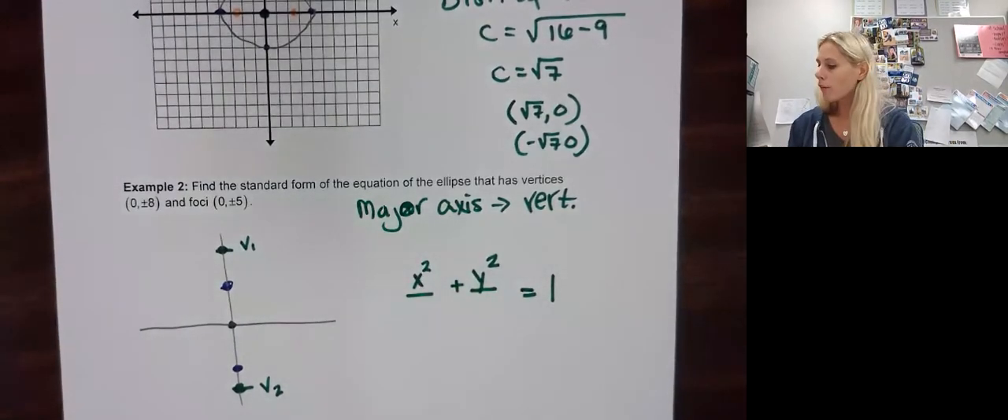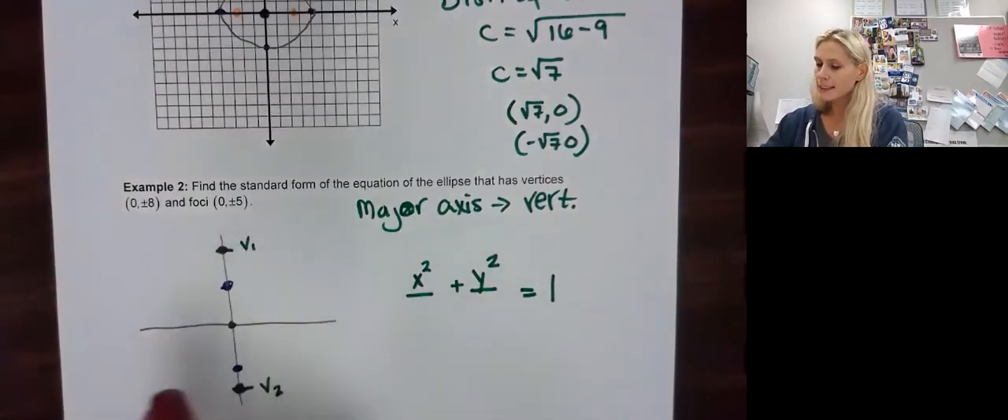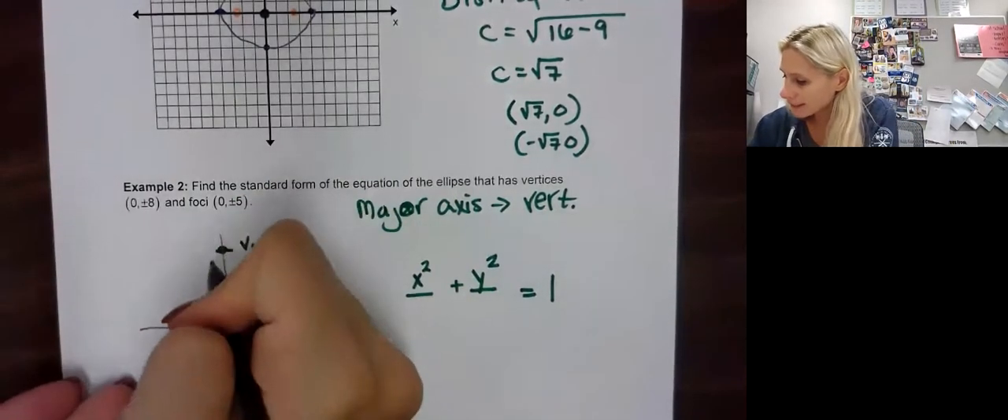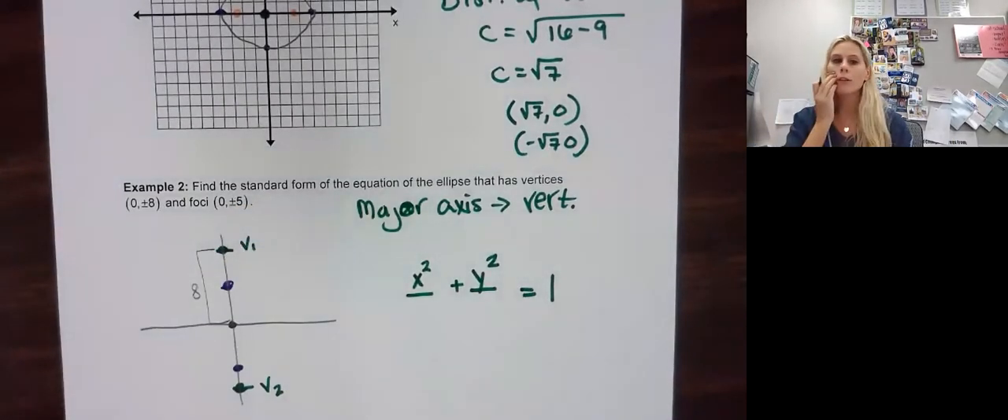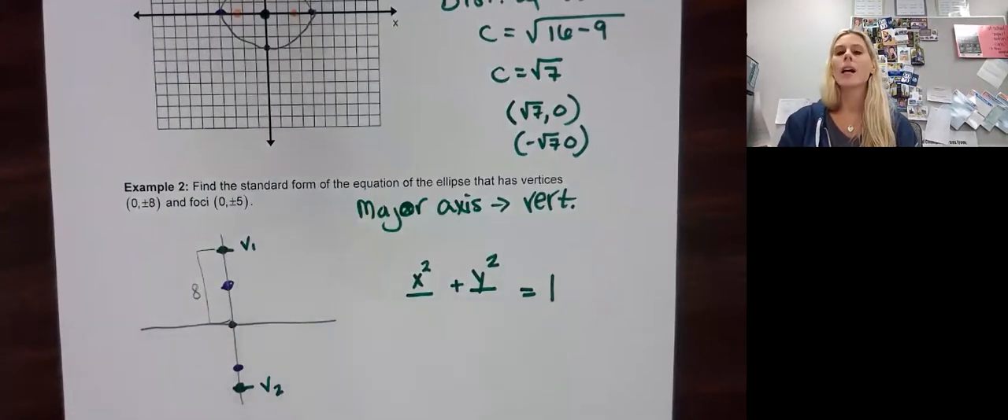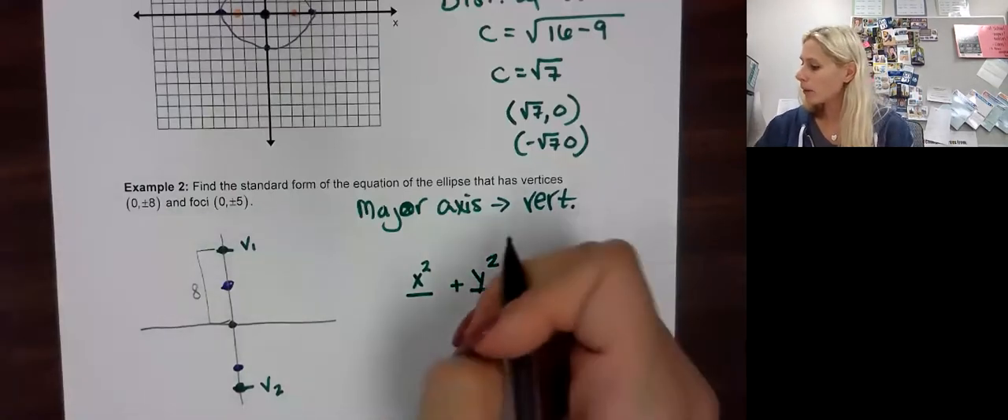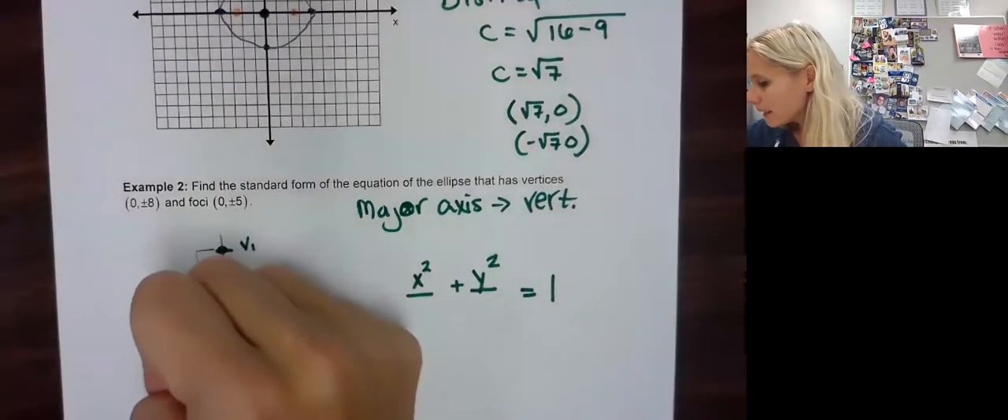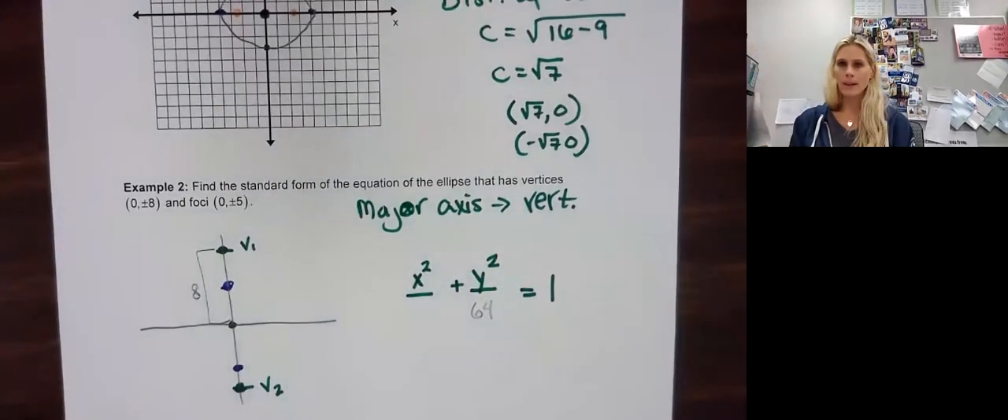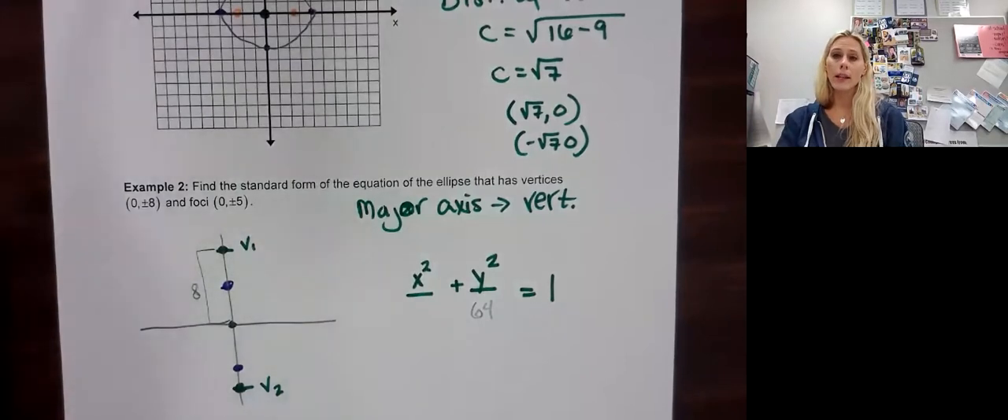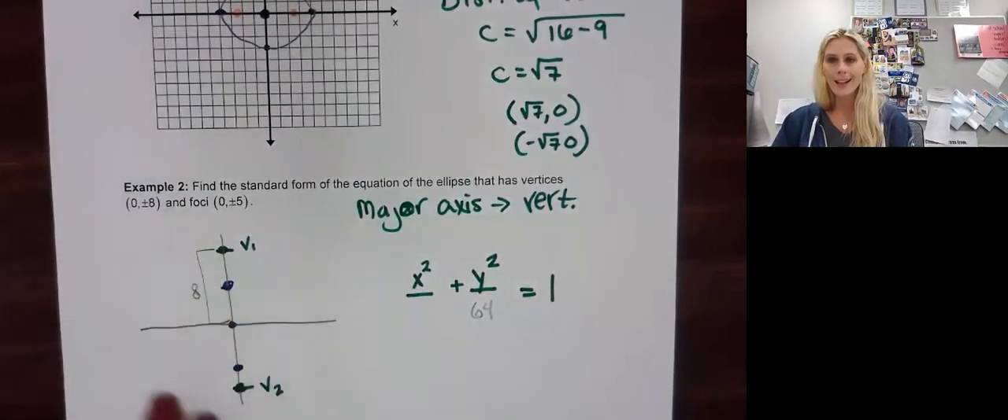Okay, well, first of all, the distance of this vertex is 8. And if you remember, the vertical vertex is under the y value. It's the b value there. So, and we have to square it. So 8 squared is 64. Now, how do we find the a squared? Because we have nothing on this graph that indicates anything.